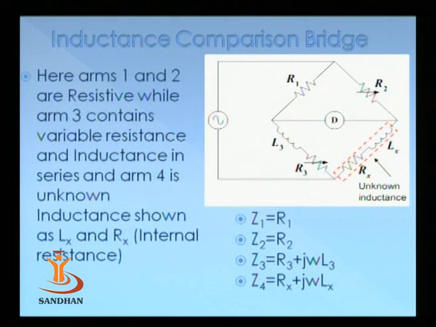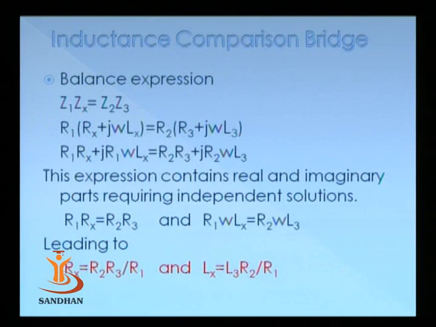Summarizing the impedances: Z1 is equal to R1, Z2 is equal to R2, Z3 being inductance along with series resistance, that is R3 plus j omega L3, and Z4, the fourth arm impedance, is the unknown internal resistance Rx plus j omega Lx as an inductance. Same balance condition, Z1 Zx equal to Z2 Z3, reducing to R1 Rx plus j R1 omega Lx equal to R2 R3 plus j R2 omega L3.